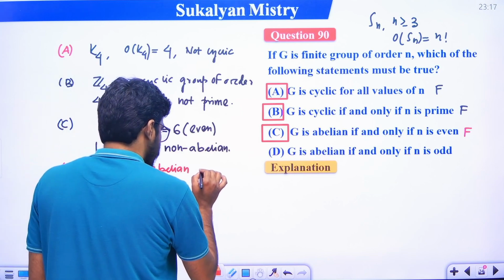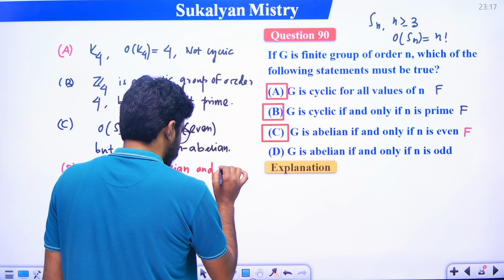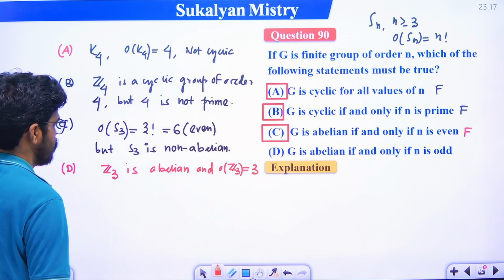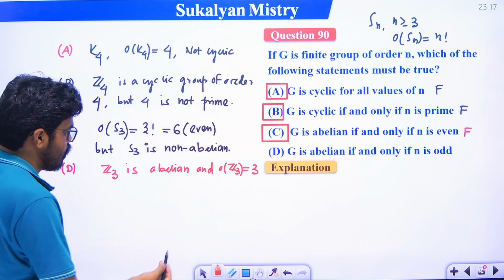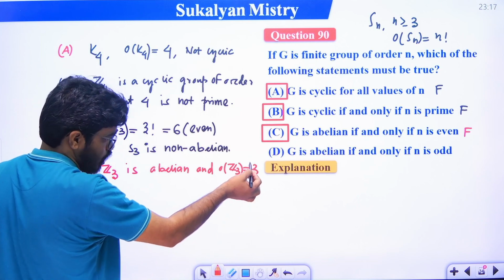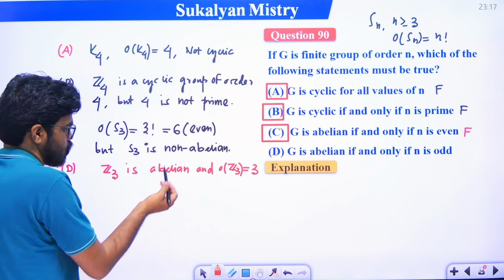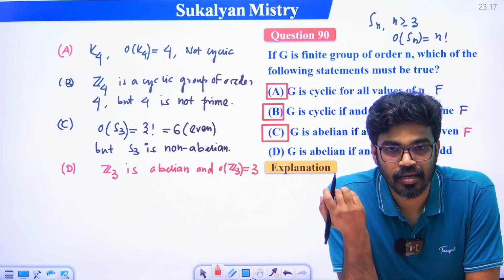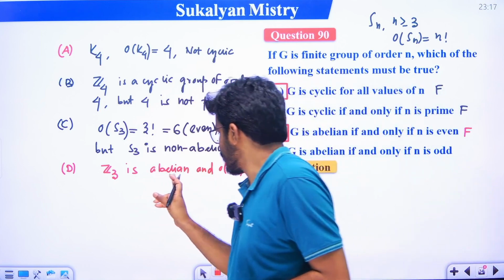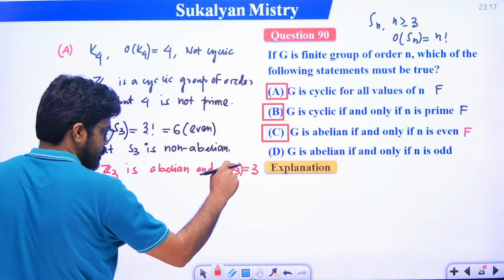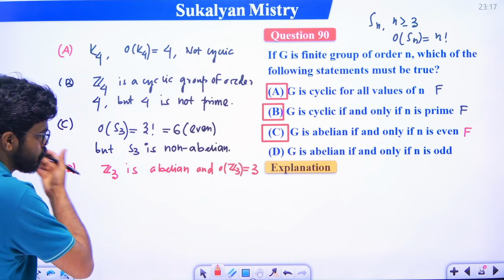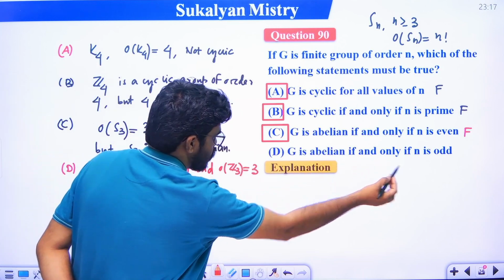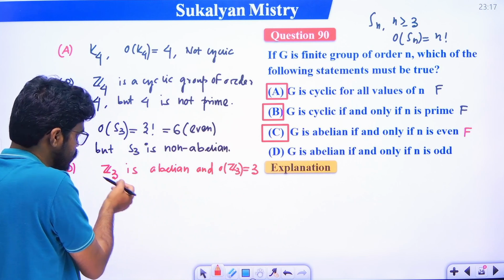The order of Z3 is 3. Okay, is this clear? The odd-order group is abelian. Is it clear? Z3 is abelian and the order of Z3 is 3. So we conclude that if n is odd, then Z3 is abelian.